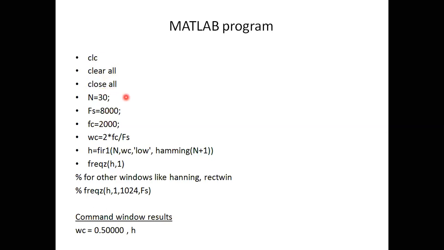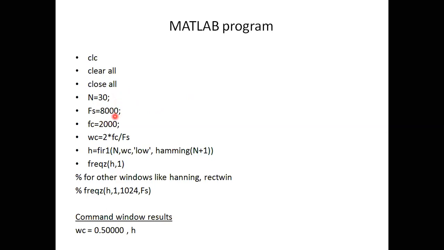So now what are the data given? Order of the filter is given. So N equal to 30 is given, and I have directly written the value here. If you don't want to write this value and want to ask from the user, then you can write input, in brackets, 'enter the order of the filter'. Then while running that line in the command window, it will ask you the order of the filter. So that is asking from the user.